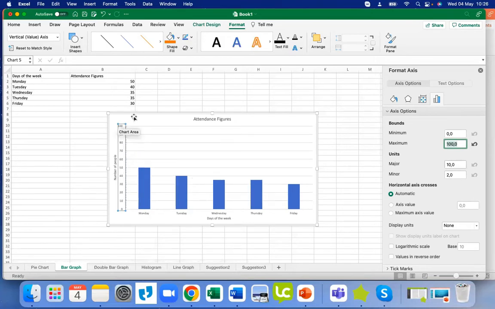So you can see there is a difference in how the chart looks when we change the bounds, the minimum, and more specifically the maximum, on the y-axis. Any questions?